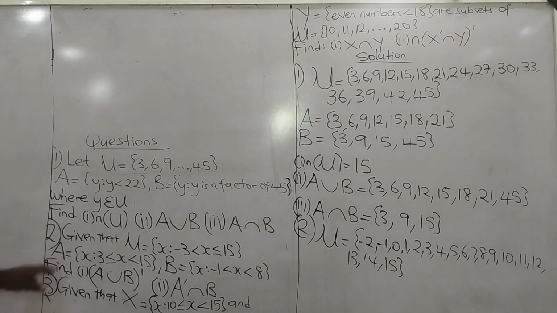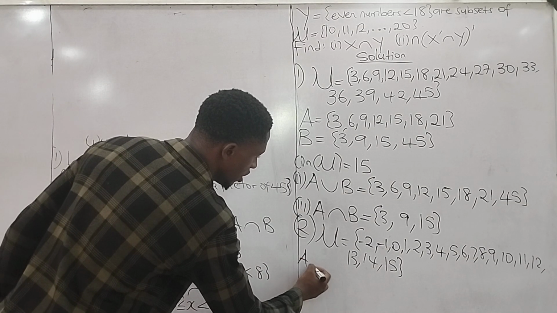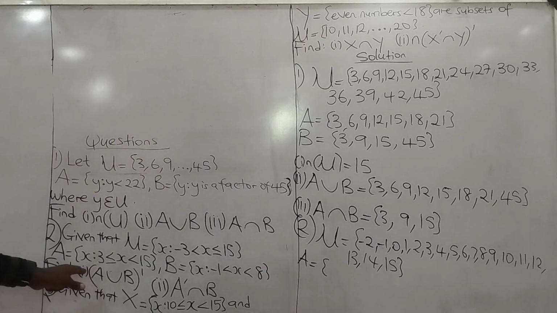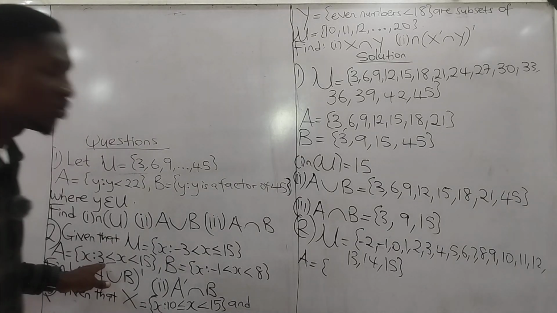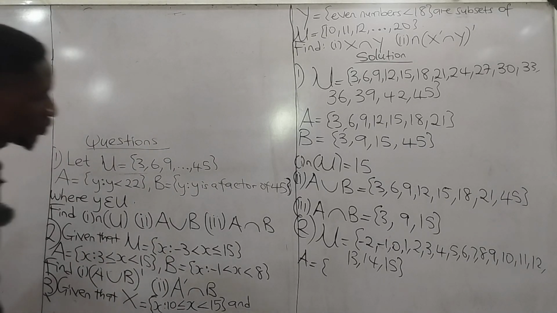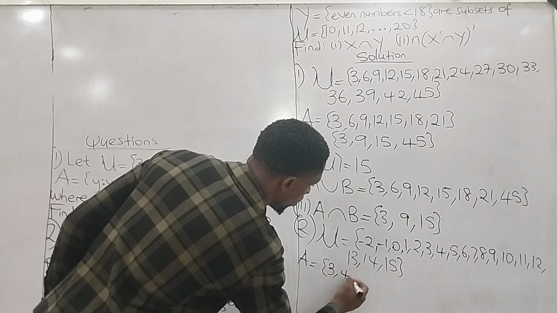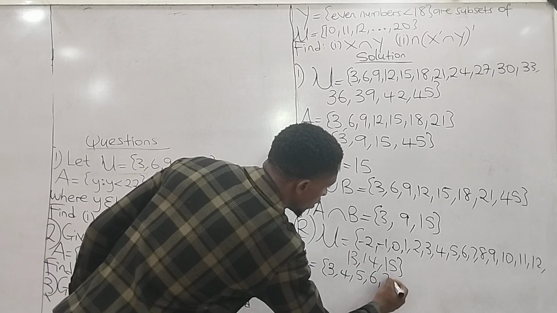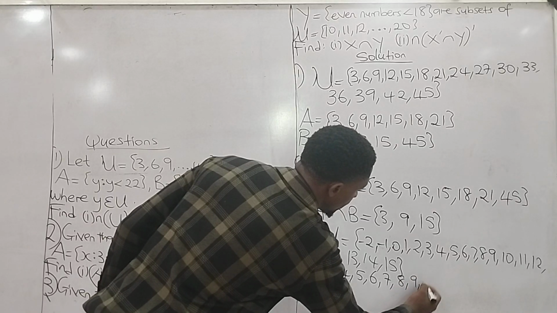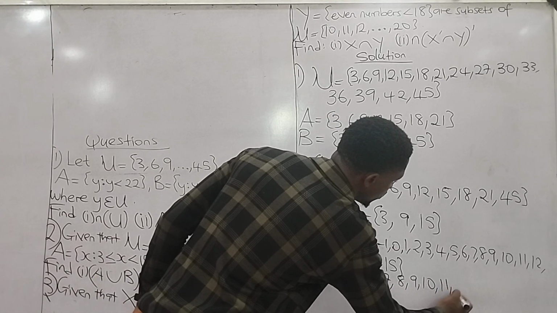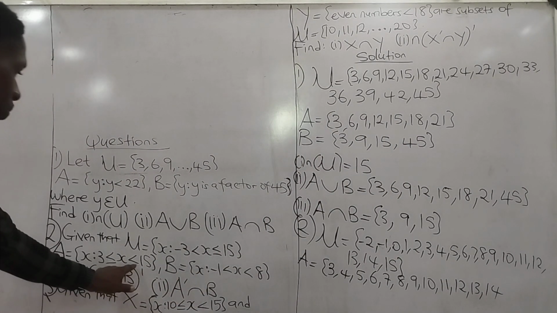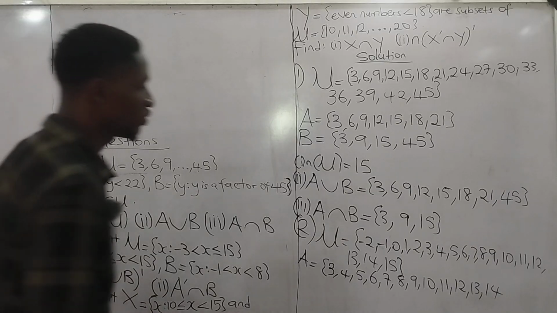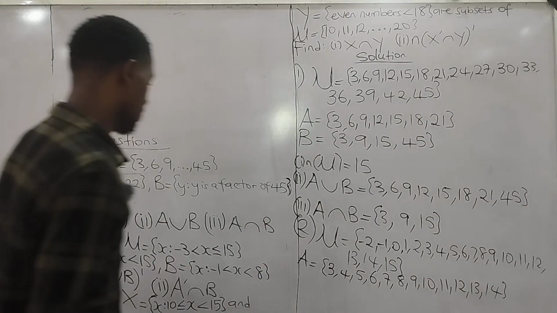Then let us list set A. Set A is equal to, we have 3 less than or equal to x less than 15. So let us start with 3. Is 3 included? Yes, because we have equal to there. So we have 3, 4, 5, 6, 7, 8, 9, 10, 11, 12, 13, 14. Remember, there is no equal to, so don't include this 15. So we stop at 14.